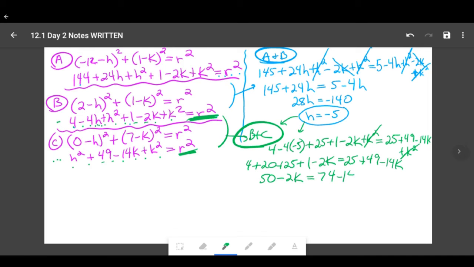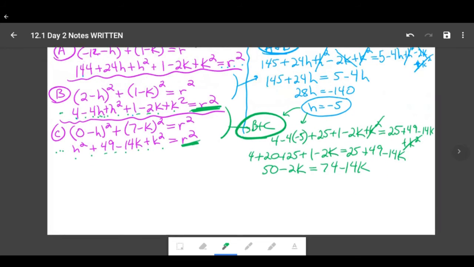74 minus 14k, right? Just adding that together. No need for a calculator. You got your brains, right? That's your big calculator. And so then I can go through, if I were to add 14k, because you're doing correct algebra, I'm going to have 12k is equal to 24.